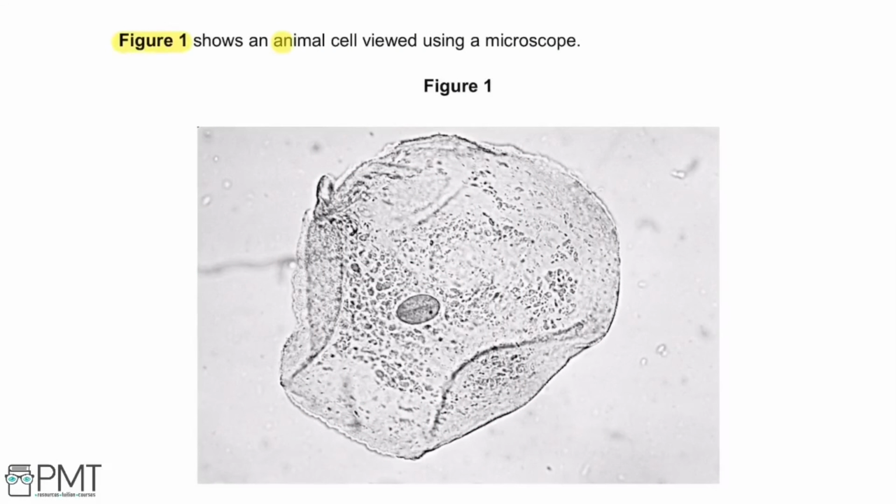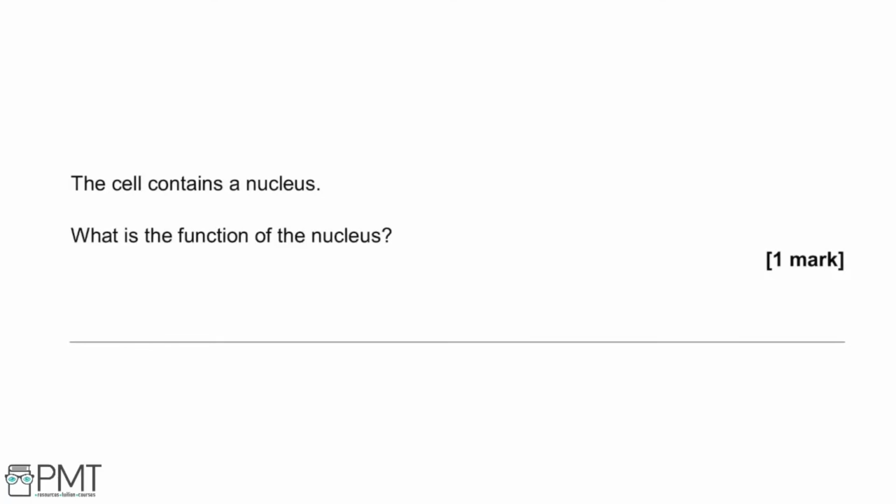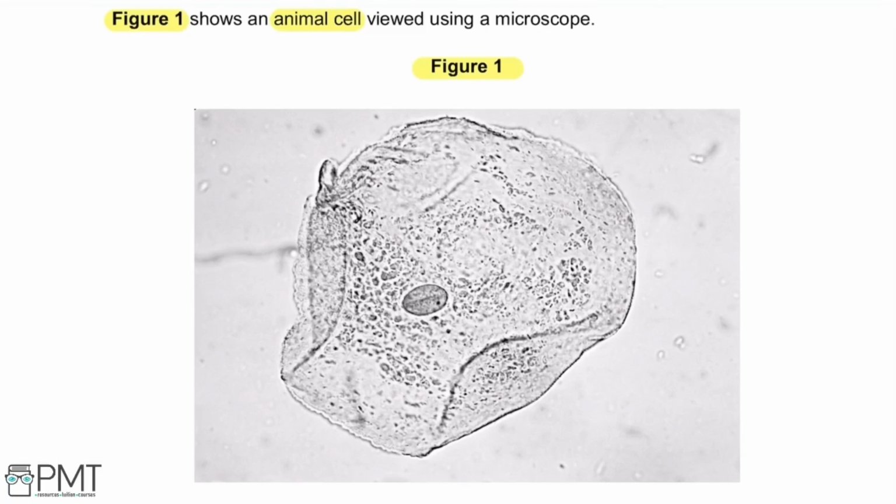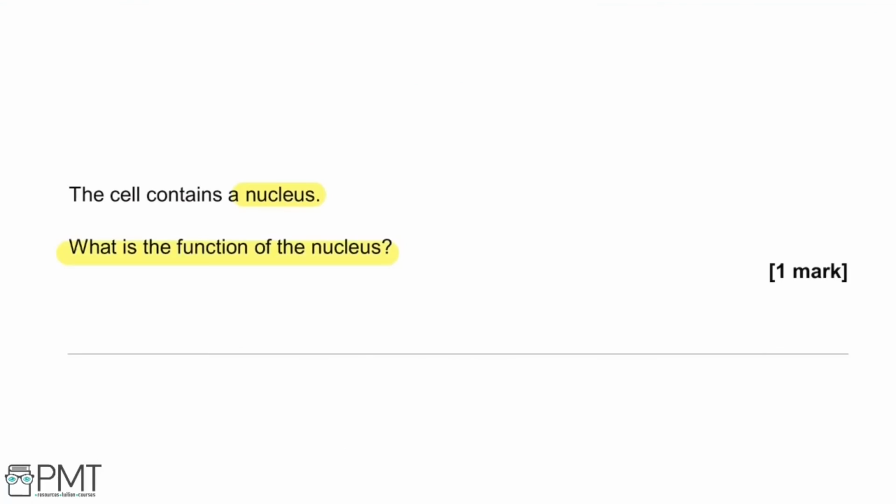Figure 1 shows an animal cell viewed using a microscope. So here's figure 1, and just below you can see the cell. The question says the cell contains a nucleus. What is the function of the nucleus? So looking back at figure 1, the nucleus is this part down here. It contains the DNA of the cell and all the instructions it needs to be able to carry out reproduction and growth in the future. And so the way you can say this is that it controls the activities of the cell and it holds its genetic material. So either one of those statements, controlling it or holding the genetic material, will get you that mark.